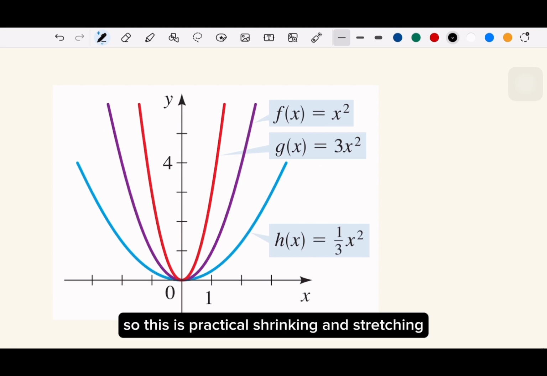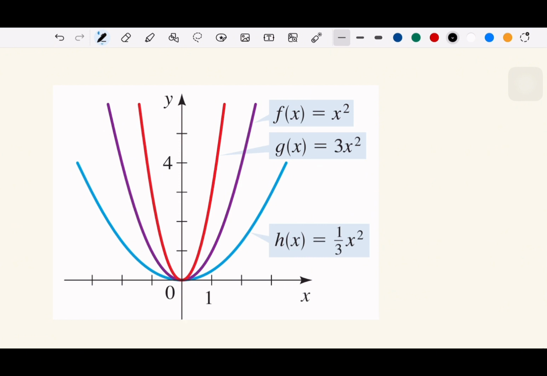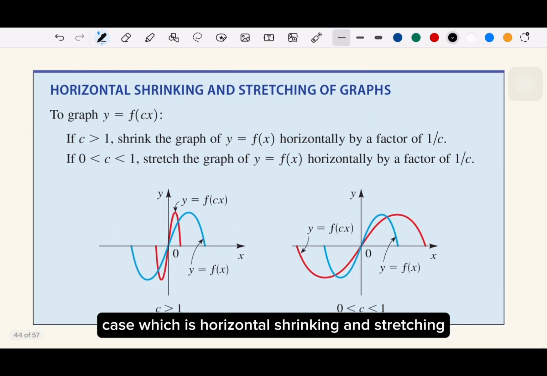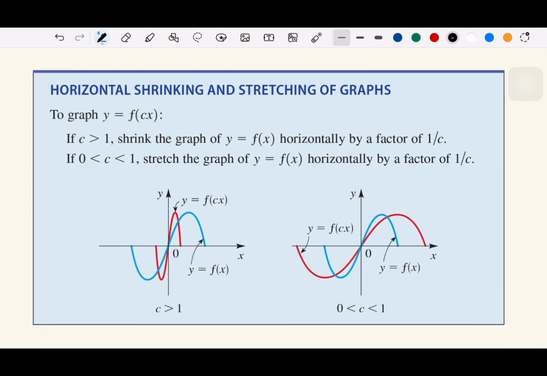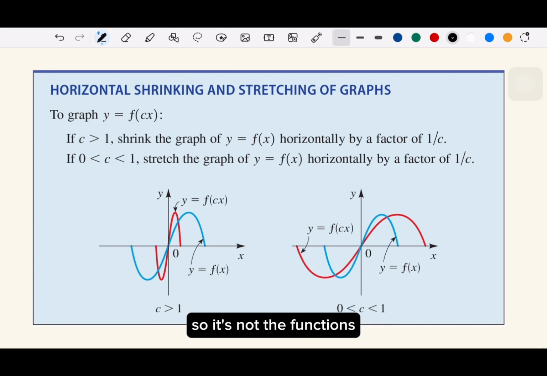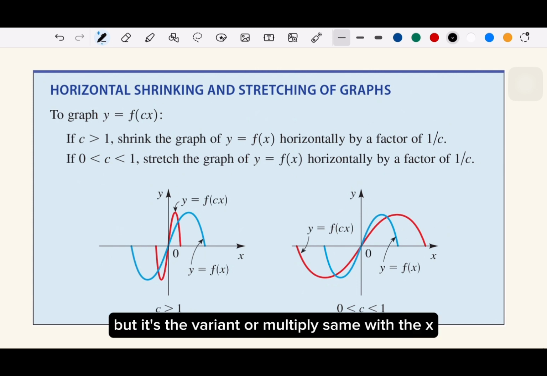So this is vertical shrinking and stretching. There is another case, which is horizontal shrinking and stretching. Okay. So we multiply the constant with the variable. So it's not the function, but it's the variable. We multiply c with the x.